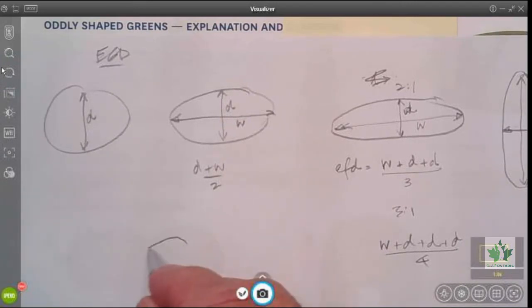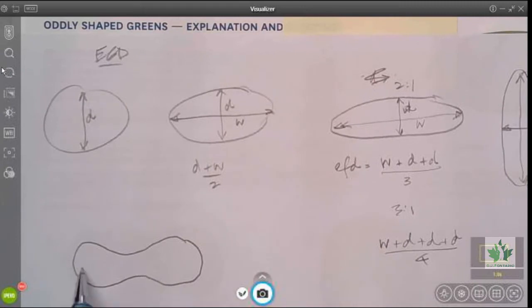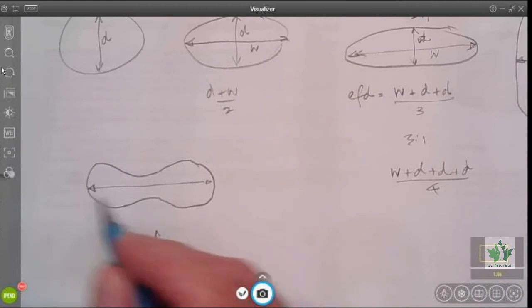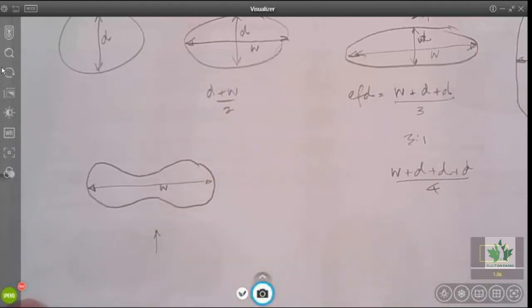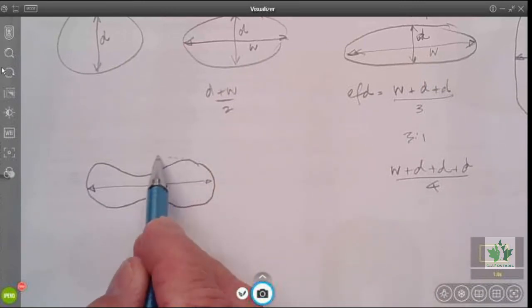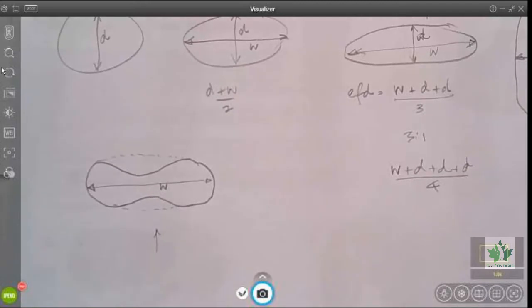So you find kidney-shaped greens the odd time, maybe like that. And if the line of play is this way, then this is the width here. But you have a whole bunch of different depths. And so where do you measure the depth? It depends where you measure it. You're going to get a different value. If you measured it here, then that would imply it would be like measuring a green that was that shape, and you're including a lot of area on this green that really isn't on the green, so that's not going to work.